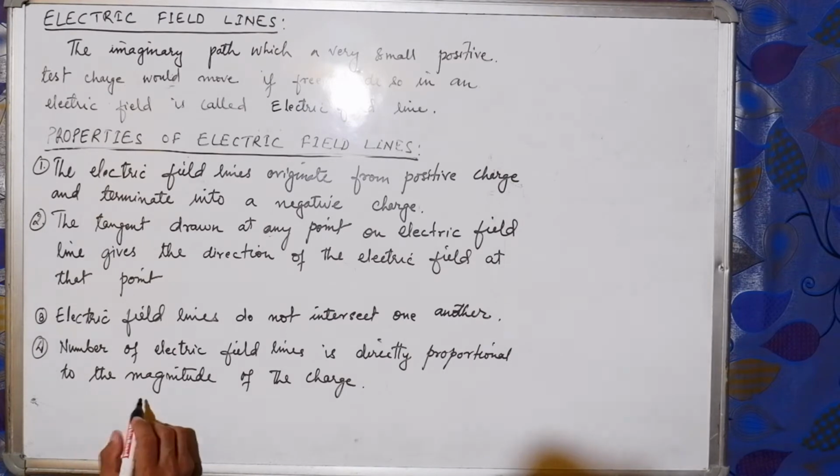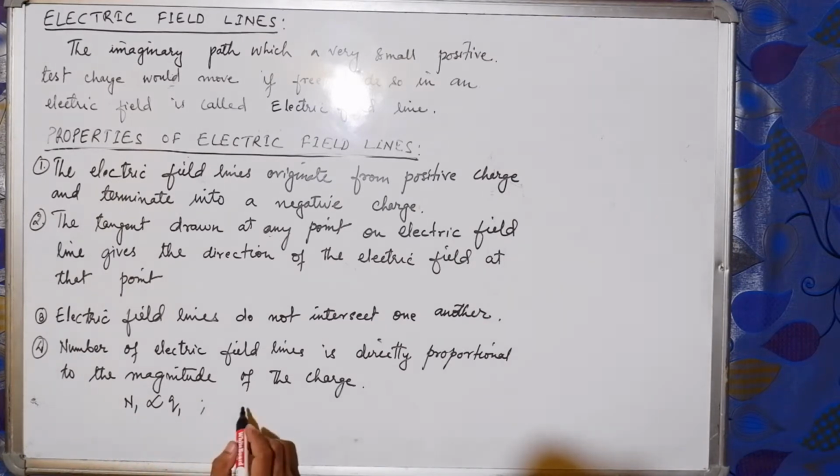So we can say if we have a charge Q1 here, then let us say the number of electric field lines coming from the charge Q1 is N1. So N1 will be directly proportional to Q1. Similarly, if we have charge Q2 here, the number of electric field lines N2 coming from the charge Q2 will be directly proportional to the charge Q2. So therefore from here we can write N1 by N2 is equal to Q1 by Q2.